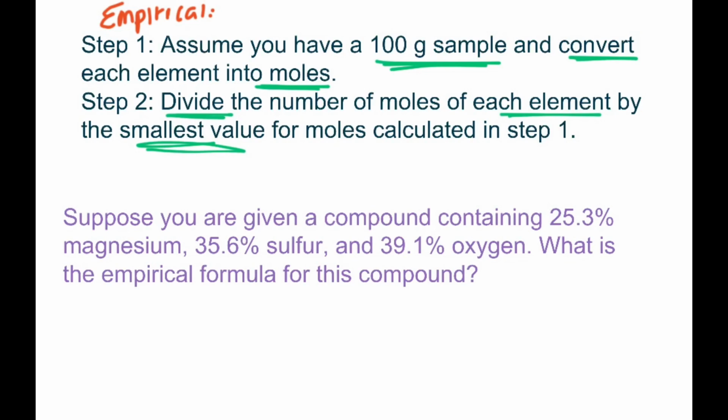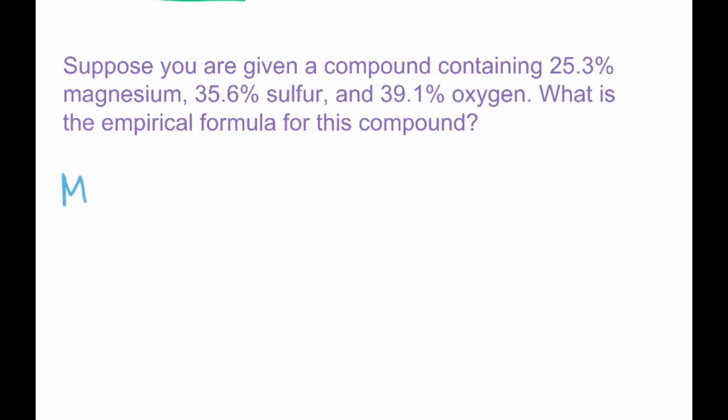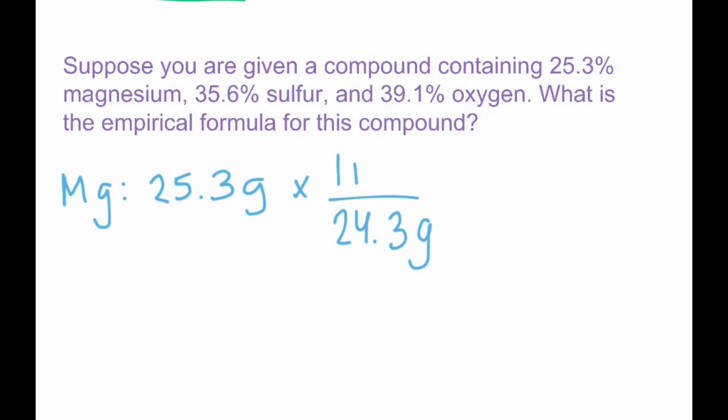So going back, the first step is to assume you have a 100-gram sample and convert each element into moles. So let's start out with magnesium. By assuming we have a 100-gram sample, we make 25.3% into 25.3 grams in order to convert it to moles. Like before, we find the mass of magnesium, which is 24.3, and that is equal to 1 mole of magnesium. Therefore, we find that there is 1.04 moles of magnesium.